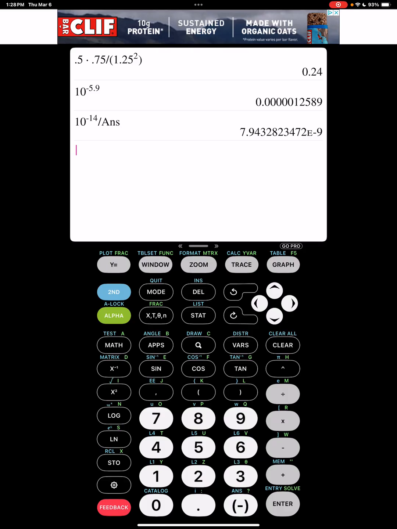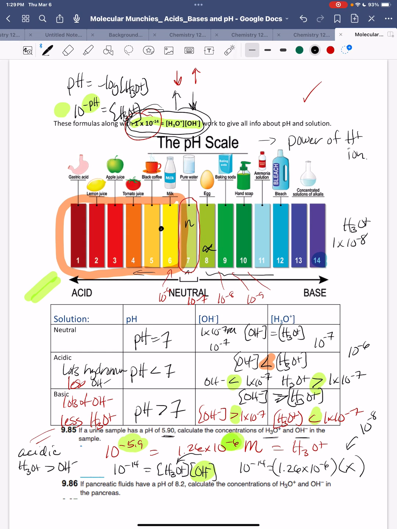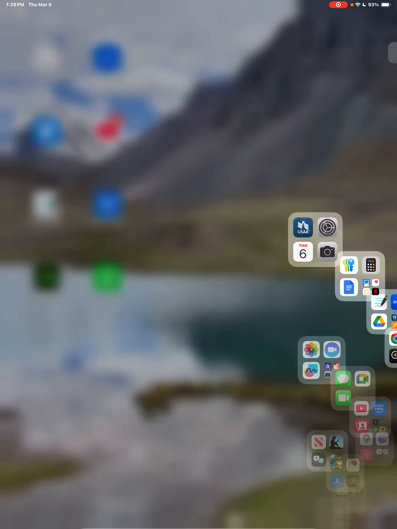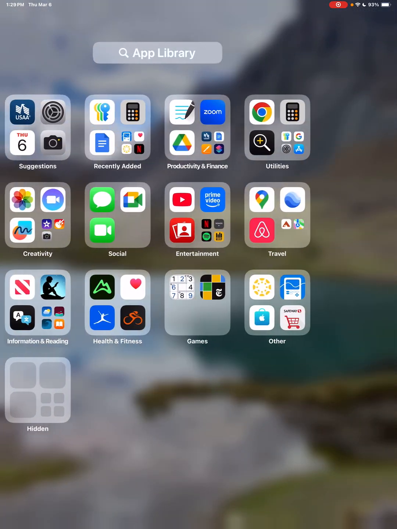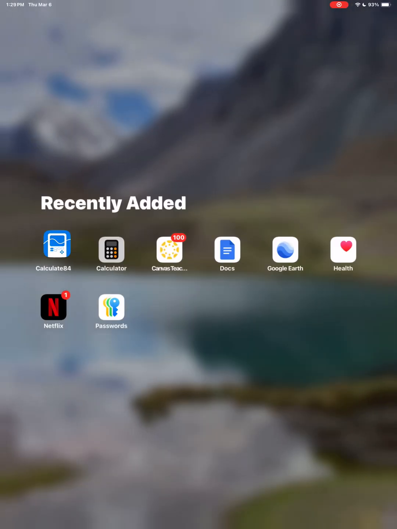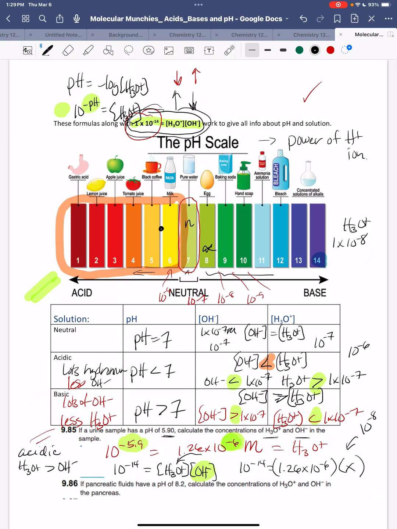So I'm going to write down 7.92 times 10 to the negative 9th. Okay, that's a big number. One more time, I have to look at that. 7.94 times 10 to the negative 9th. So our answer is 7.94 times 10 to the negative 9th, and that's our OH minus concentration, right?